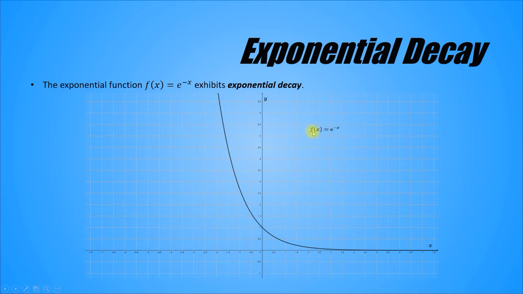Here's the graph of f of x equals e to the negative x. And you can see that as x increases, that is, as we move to the right on the x-axis, the value of this function shrinks rapidly. It never quite gets to 0, but it does keep getting smaller.